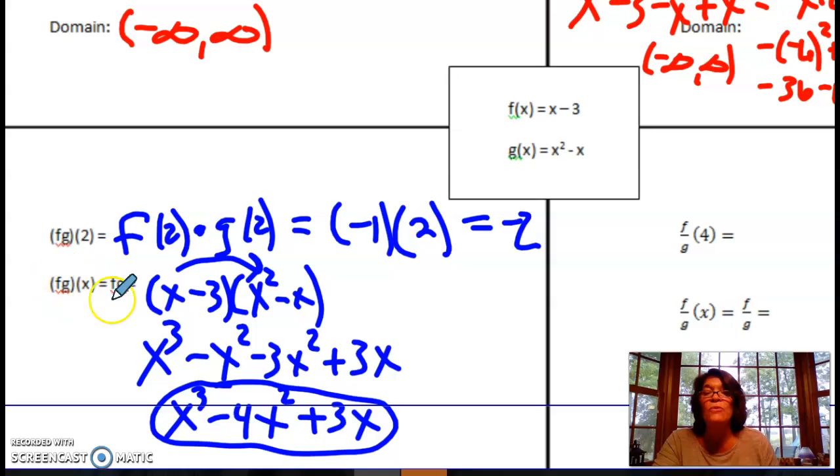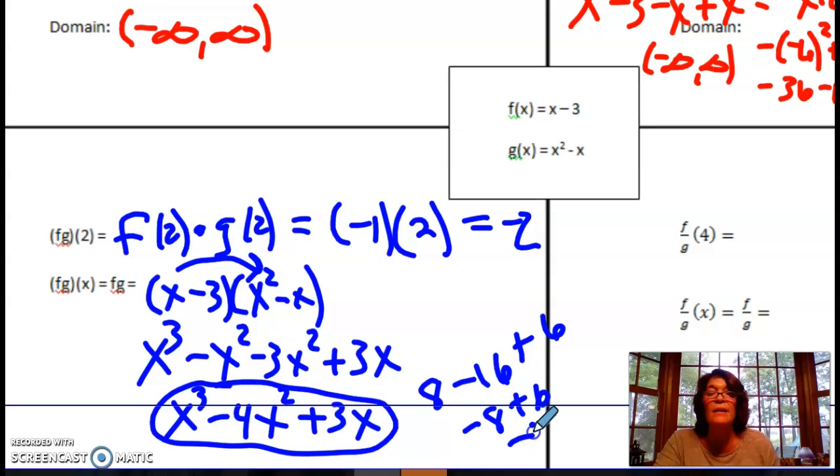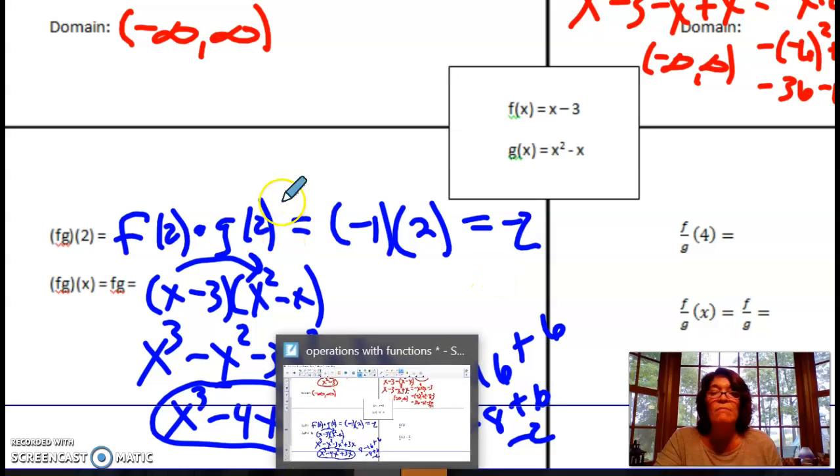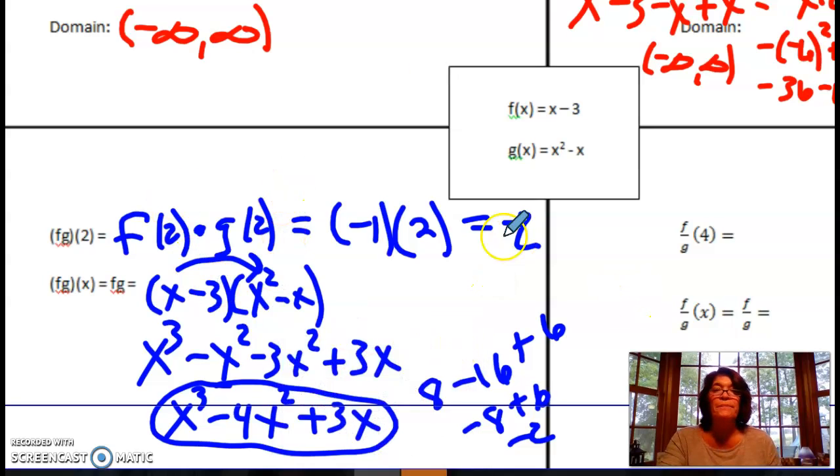Like I said, if you're asked for f times g of 2, sometimes people take and find f times g of x and then put 2 in. 2 cubed is 8. Minus 2 squared is 4 times 4 is 16. Plus 3 times 2 is 6. So that's 8 minus 16 is -8 plus 6. Yeah, I get -2, just like I did up there. Okay? So again, it doesn't matter which way you go there.